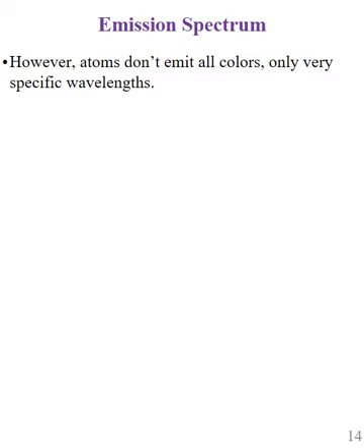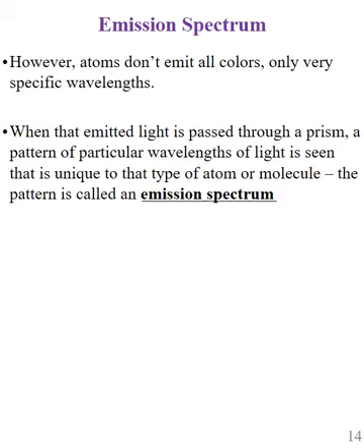Emission spectrum. However, atoms don't emit all colors, only very specific wavelengths. So remember, when atoms gain energy, they'll re-emit that energy in the form of light, and only certain atoms will emit specific wavelengths. When that emitted light is passed through a prism, just like what we had seen before, a pattern of particular wavelengths of light is seen that is unique to that type of atom or molecule, and that pattern is called the emission spectrum.